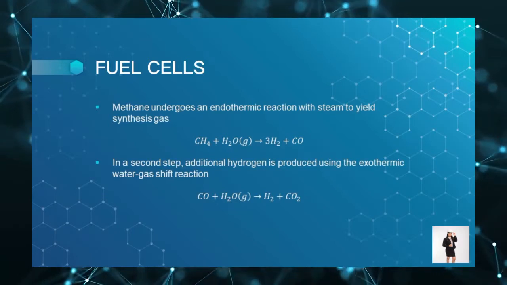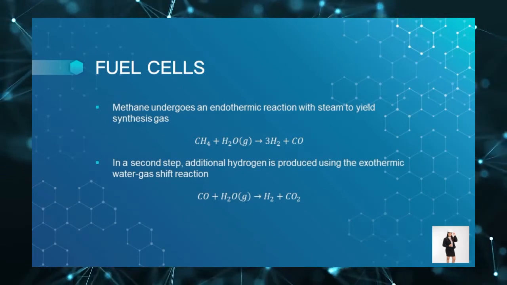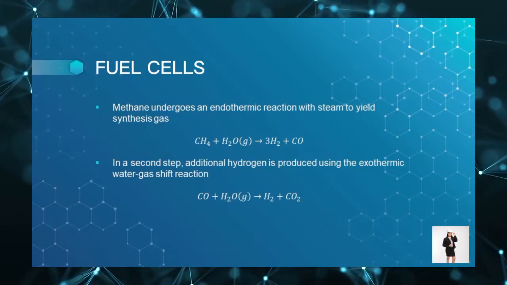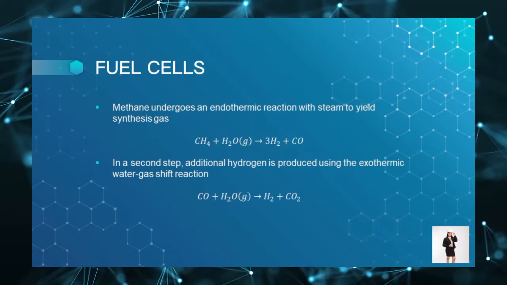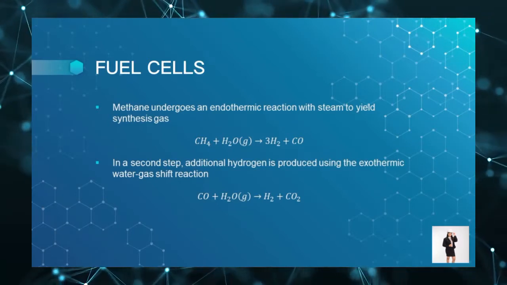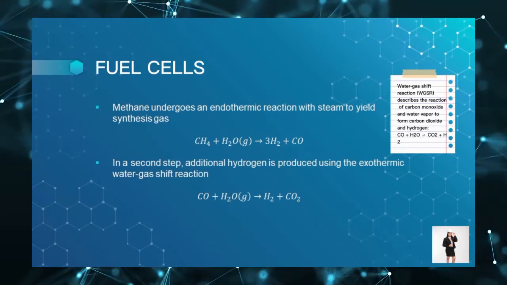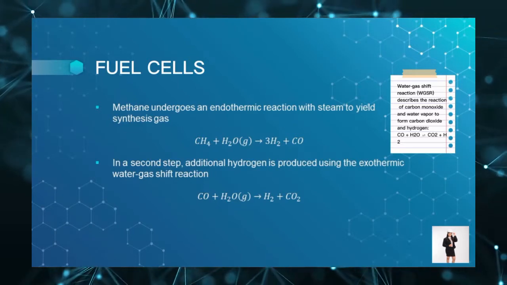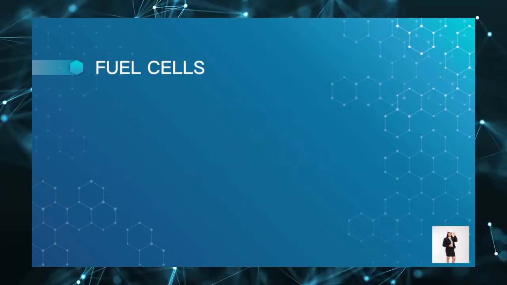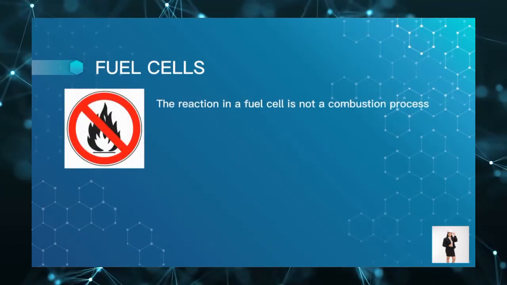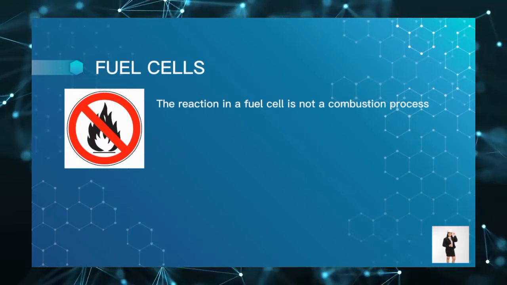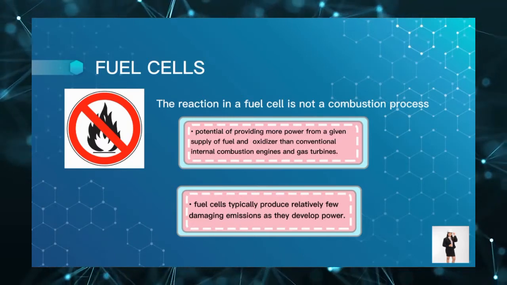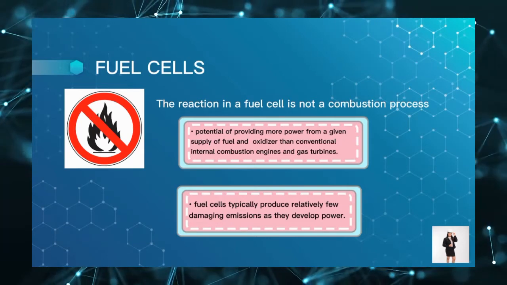An example of hydrogen production by reforming of hydrocarbon is the steam reforming of natural gas. To illustrate this, we will consider a steam reforming of methane. In steam reforming of methane, methane undergoes an endothermic reaction with steam to yield synthesis gas, consisting of hydrogen and carbon monoxide. In the second step, additional hydrogen is produced using the exothermic water-gas shift reaction. Hydrocarbon reforming can occur either externally or within the fuel cell. Reaction in a fuel cell is not a combustion process, giving the fuel cell these advantages. However, despite these advantages, fuel cells are of limited application, mainly because of their cost.